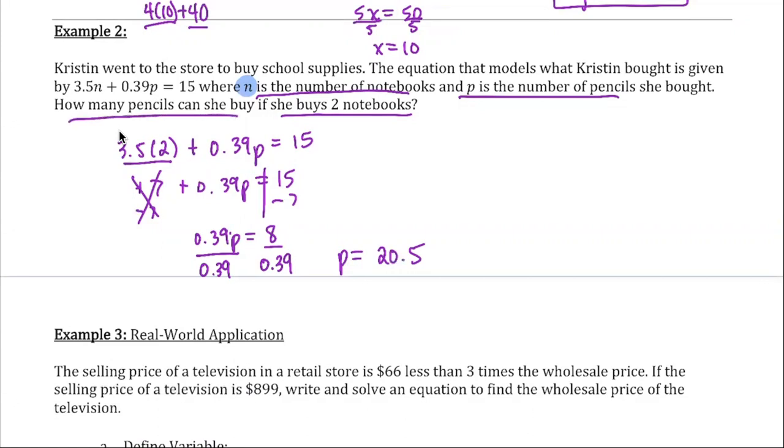Now, because it's a word problem, we do want to make sure we answer the full question. It says, how many pencils can she buy if she buys 2 notebooks? Well, here it says you can buy 20.5, but when we solved this, we didn't take into account what actually makes sense in real life. When you go to the store, you can't buy 0.5 of a pencil. Now, that doesn't just automatically mean we round up, because if you have 15 and you're going to buy 2 notebooks, this is the only amount of pencils that you can afford. I can only afford 20.5 pencils.